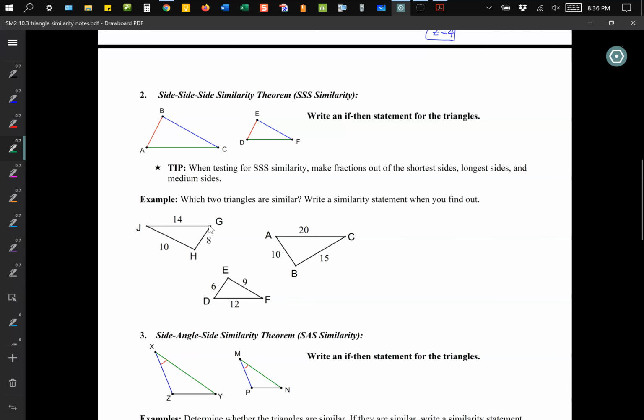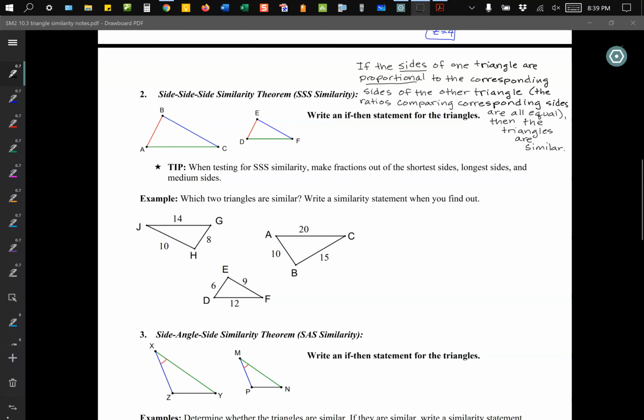So the next test we're going to talk about, you are not going to know any information about the angles in the triangle. You won't know how big any of the angles are or if any of them are congruent. But if you look at this example down here, all of these numbers are outside the triangle. They're telling me how long the sides of the triangle are. So in this case, if you don't know anything about the angles, but you know how long the sides are, you're going to be using what we call side-side-side similarity.